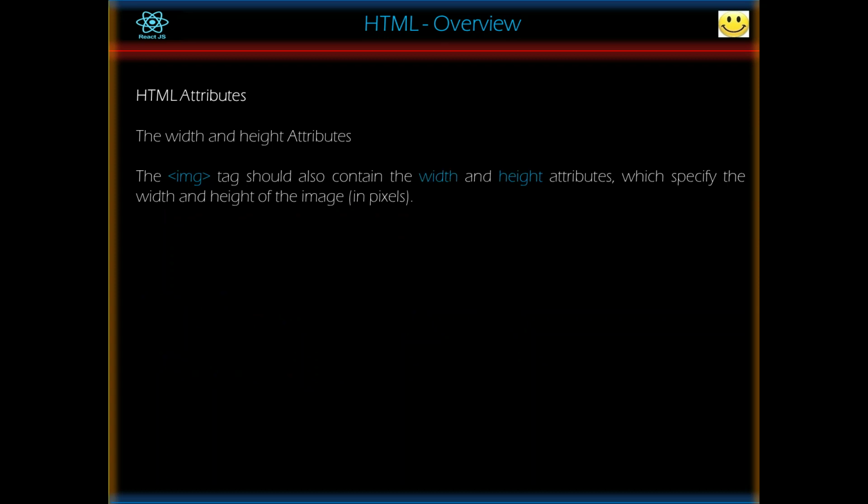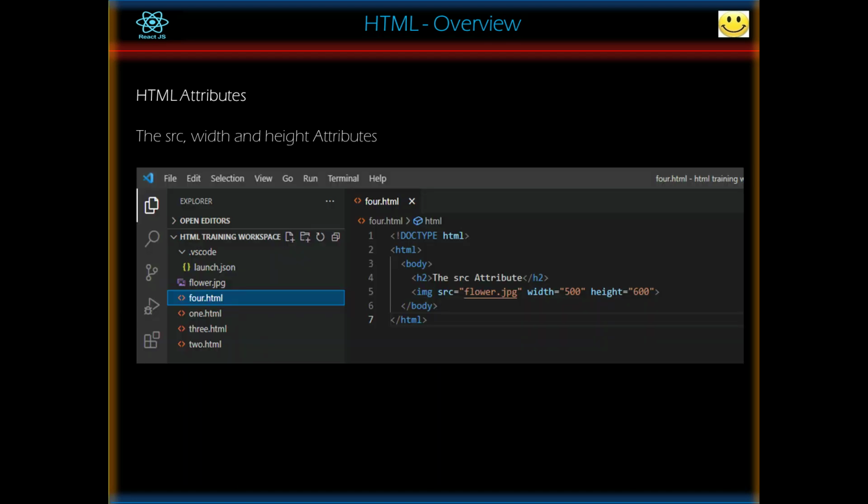So the width and height attributes: the img tag should also contain the width and height attributes, which specify the width and height of the image in pixels. Now here we are going to learn about the src, width and height attributes, all these attributes which you are providing to the img tag.